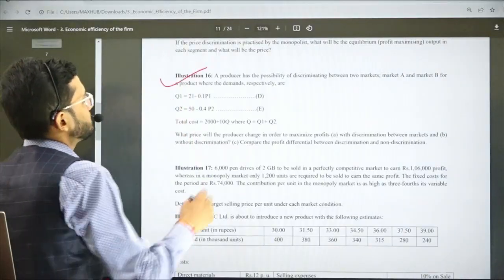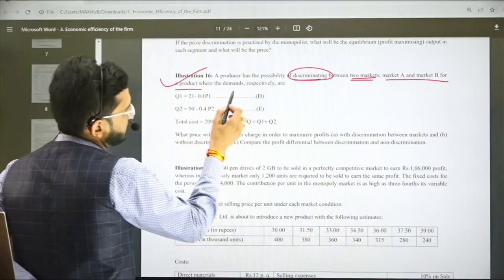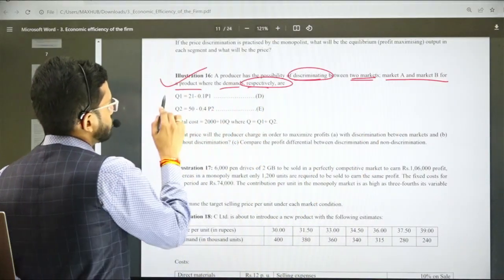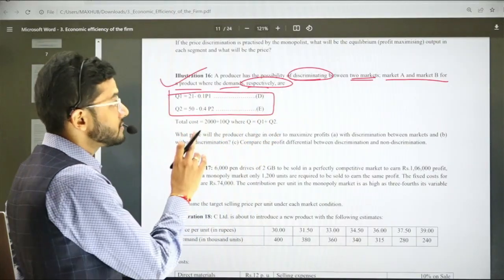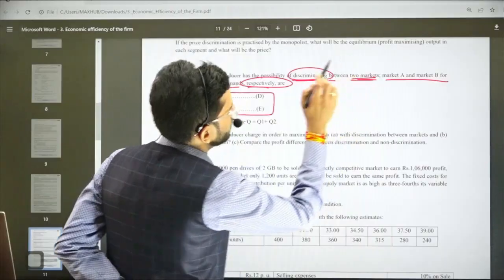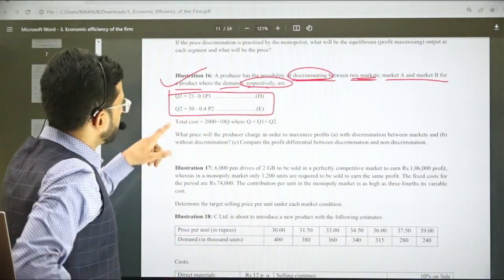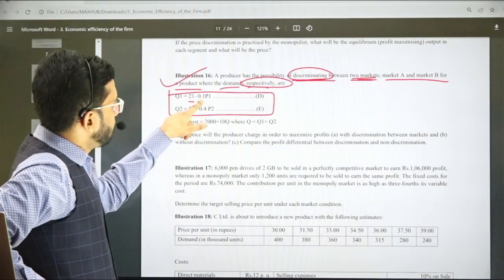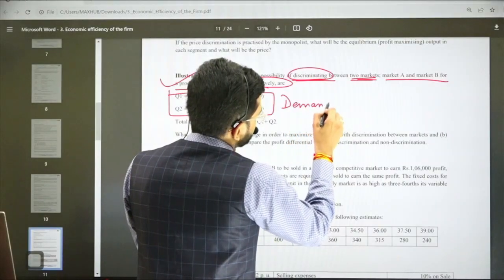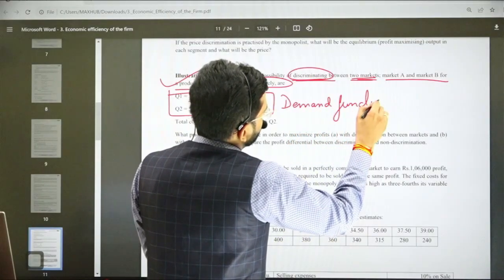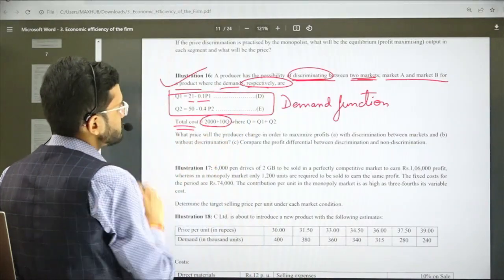Illustration number 16. A producer has the possibility of discriminating between two markets, market A and market B, for a product where demands respectively are given. So the demand functions are given to you, and this producer has the possibility of discriminating between two markets, which means price can be different for both the markets. Now, Q1 is equal to 21 minus 0.1 P1. These are the demand functions. These are not the revenue functions. Please note that fact.